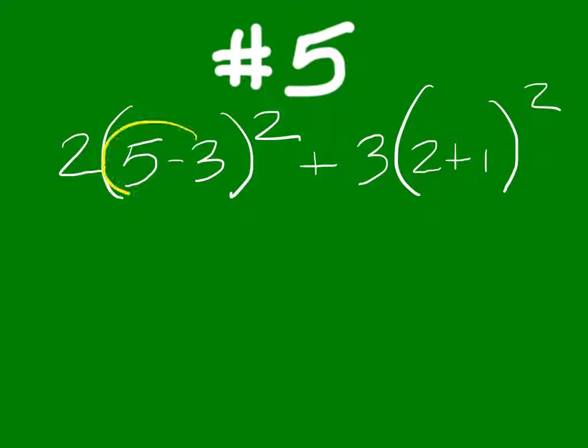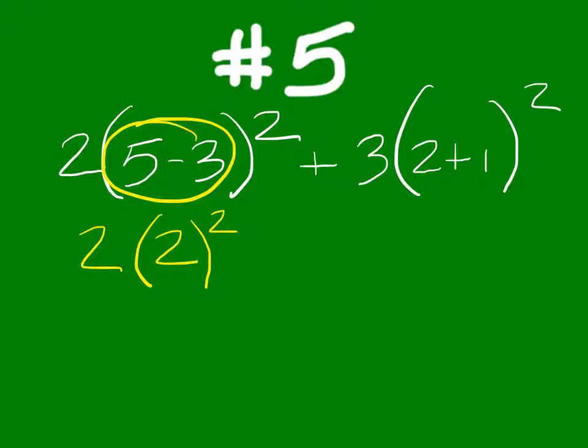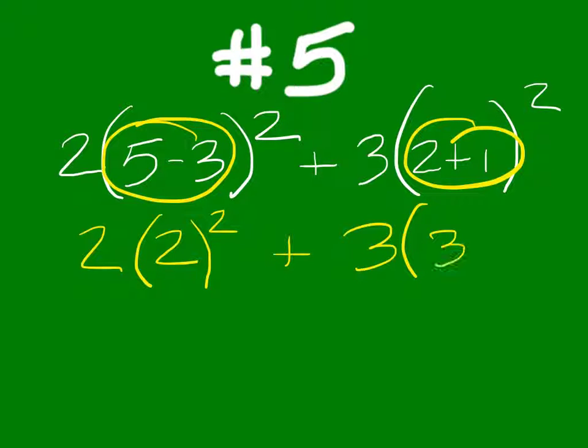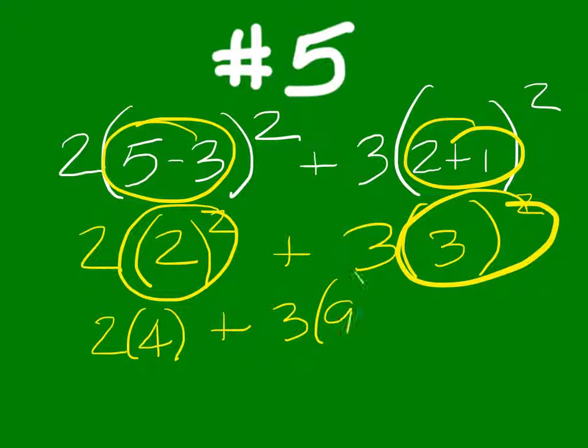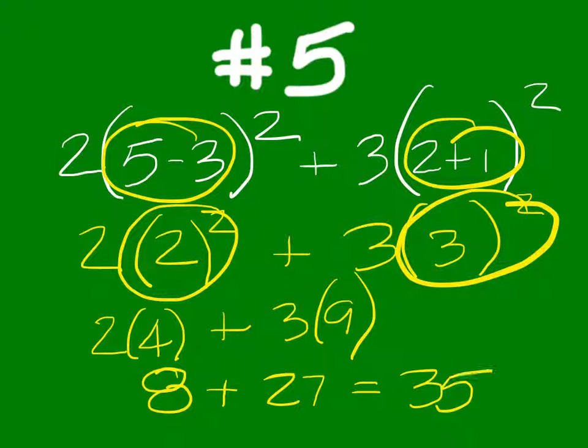You should do 5 minus 3 to get 2, and you'll still have to square that. And then over here do 2 plus 1 to get 3, and you have to square that. Do the exponents now. 2 squared is 4, and 3 squared is 9. 2 times 4 is 8, plus 27 is 35.